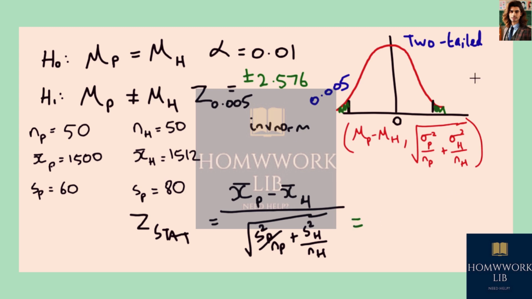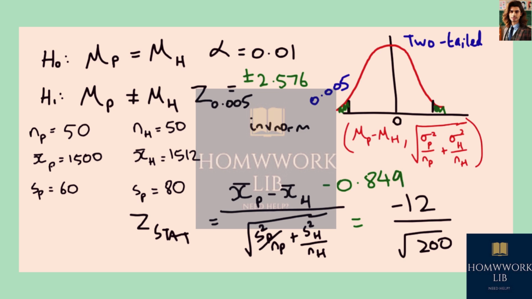Okay, so on the numerator we have minus 12. On the denominator, I need to get these now, so 60 squared divided by 50 plus 80 squared divided by 50. Square root that, it's root 200. And I get minus 0.849 to 3 decimal places.